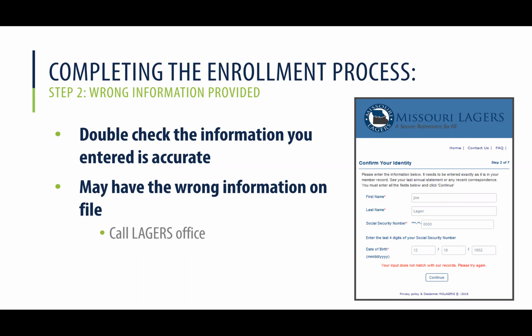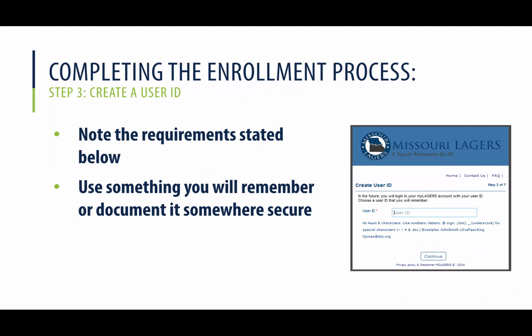Like Joe Loggers was trying to enroll here and he entered his name Joe Logger without the S. So he simply would need to add the S and continue. So once you've got that done and you continue, it will take you to step 3.